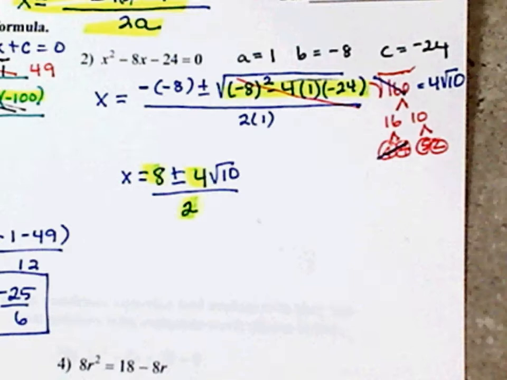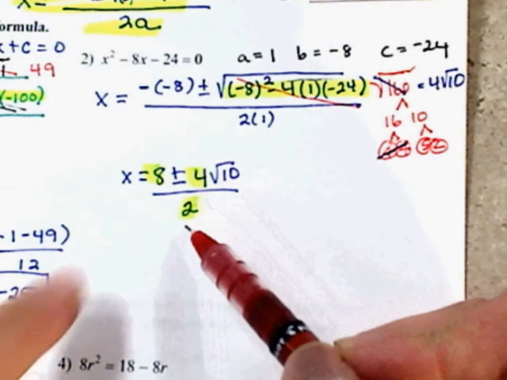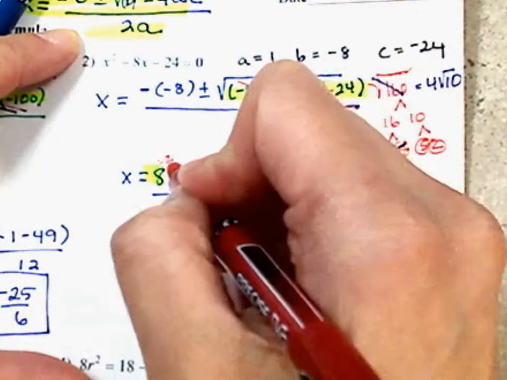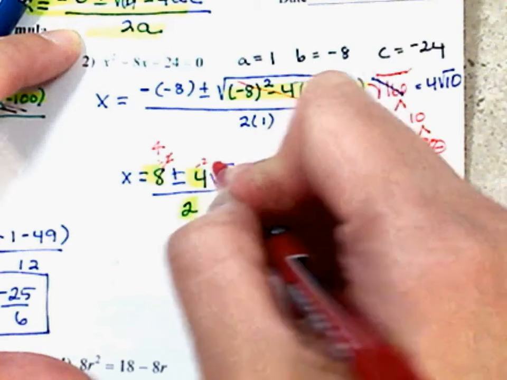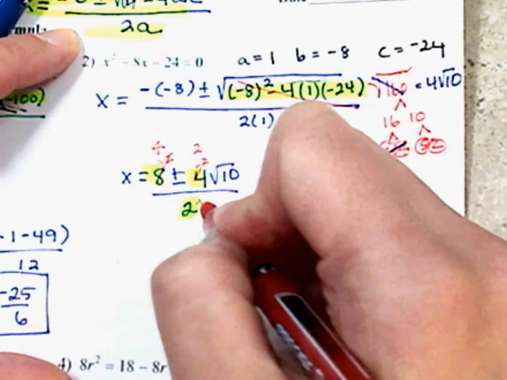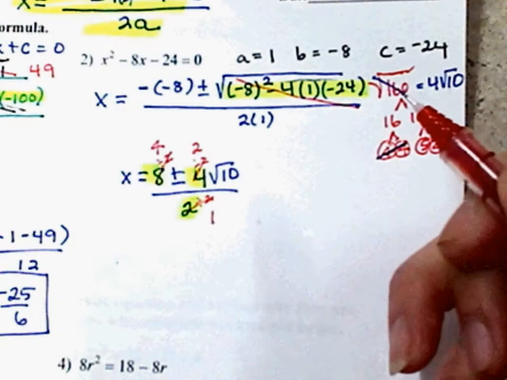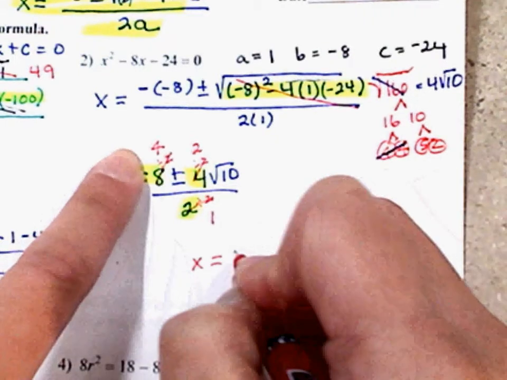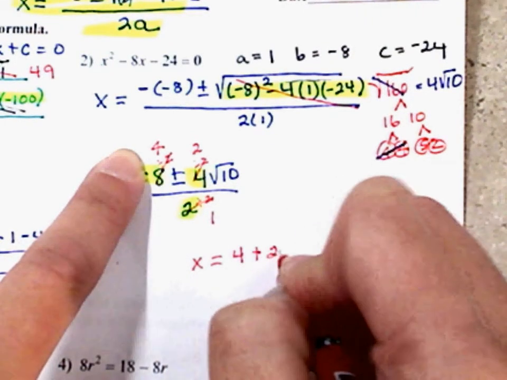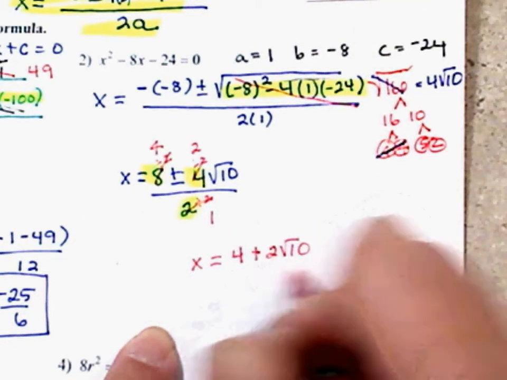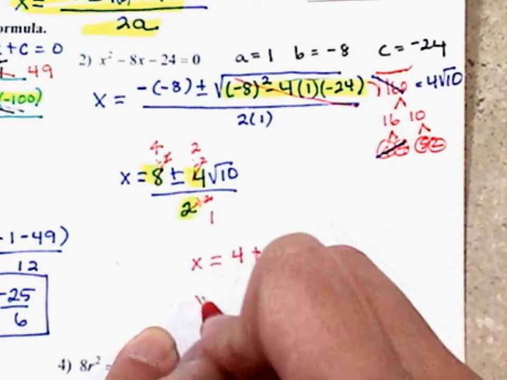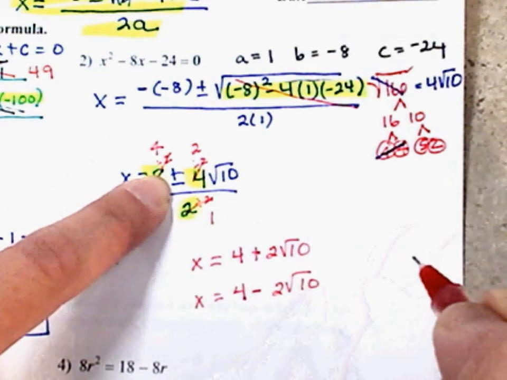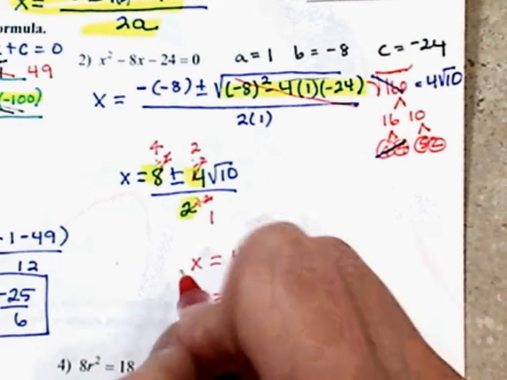Can I simplify 8, 4, and 2? Absolutely. Can I divide 8 divided by 2? What's 8 divided by 2? 4. 4 divided by 2? 2 divided by 2? You see how 2 goes into all of them? So your final answer for this one is 4 plus 2 square roots of 10 over 1. You don't have to write over 1. Your other one, 4 minus 2 square roots of 10 over 1. You don't have to write over 1. So there are your 2 answers.